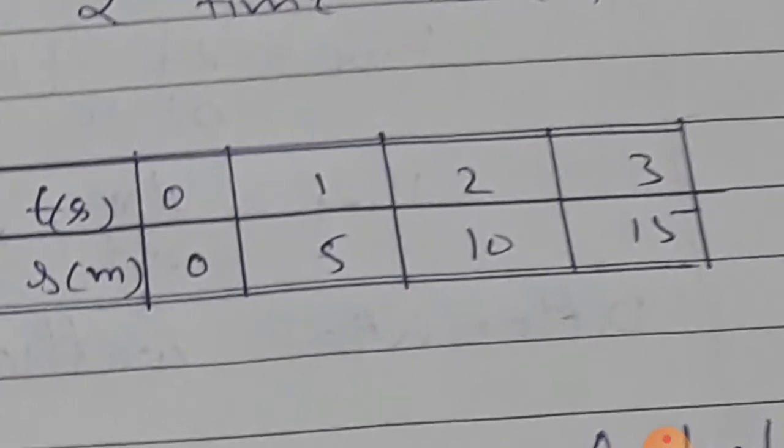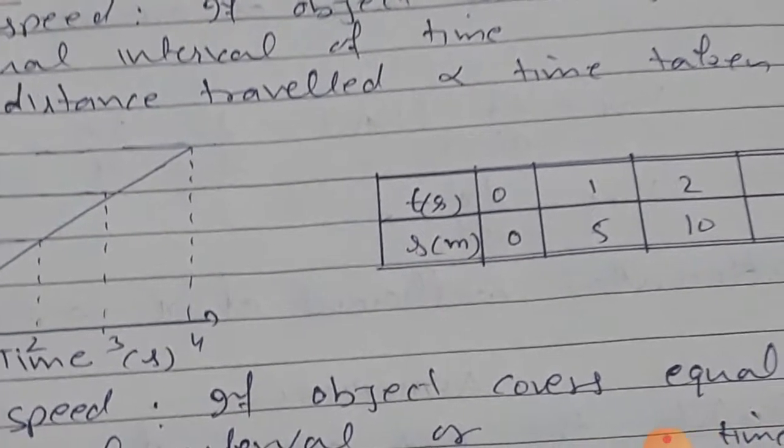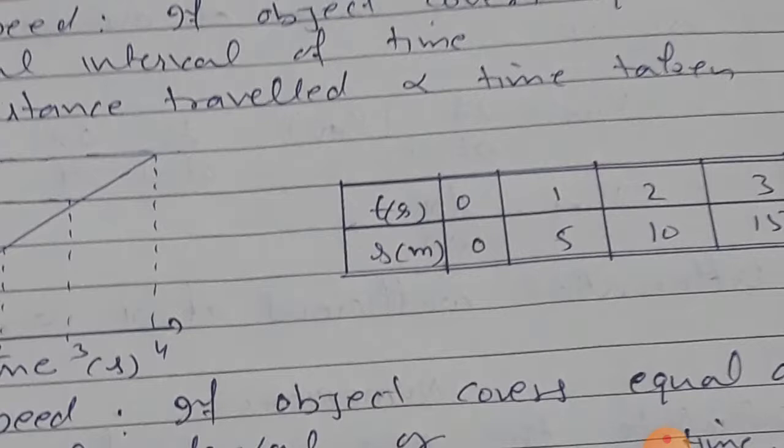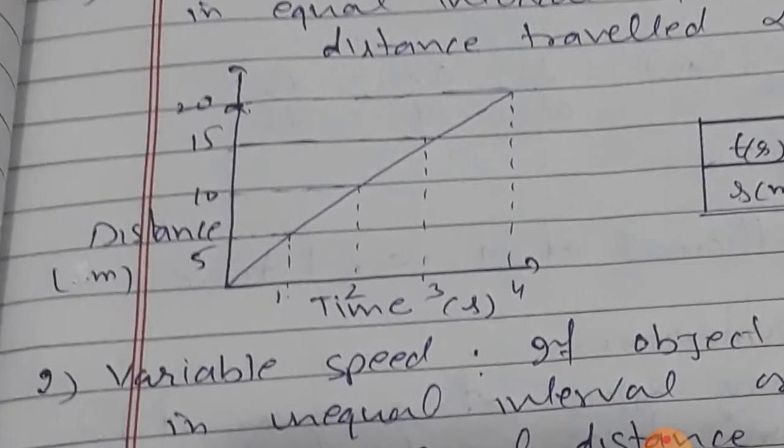And at t is equal to 3, s is equal to 15 meter. And what do we observe? That equal distance is traveled in equal interval of time. For example, in first second, how much distance is traveled? 5 meter. In another 1 second, distance traveled is again 5 meter. In third second, again distance traveled is 5 meters. So we can say that equal distance is traveled in equal interval of time. And if you plot this graph, it comes out to be a straight line.